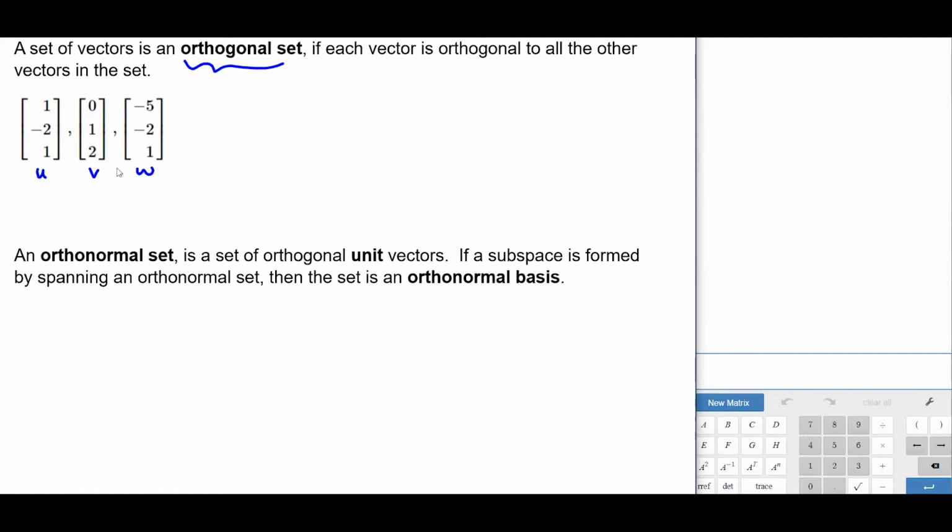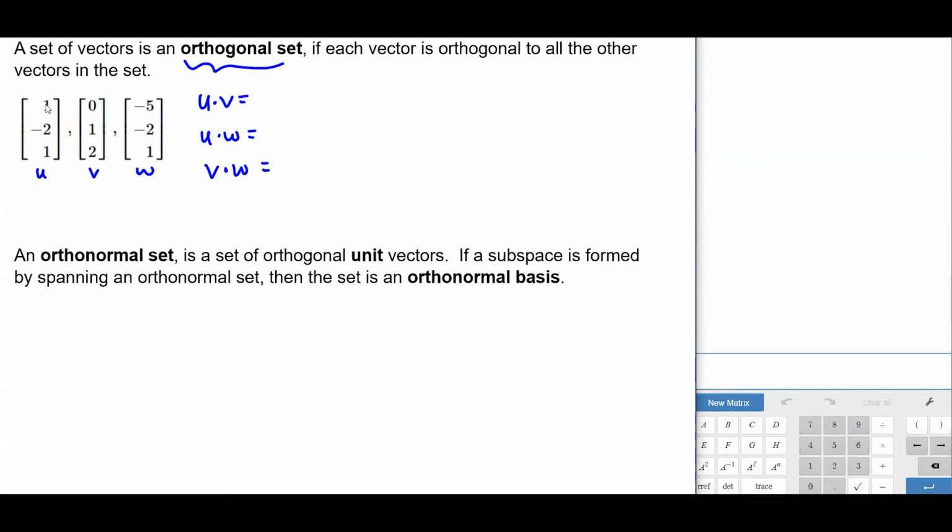In order to check to see if this is an orthogonal set, we need to find the dot product of every pair of vectors possible. So we need the dot product of U and V, the dot product of U and W, and the dot product of V and W. You can tell if there's a lot of vectors in your set, it's going to be hard to take all these dot products. But this is not too bad.